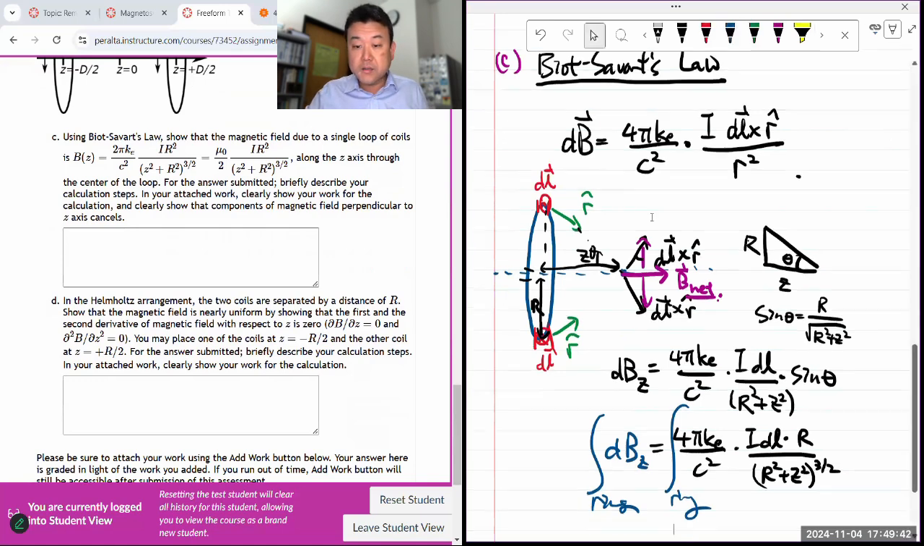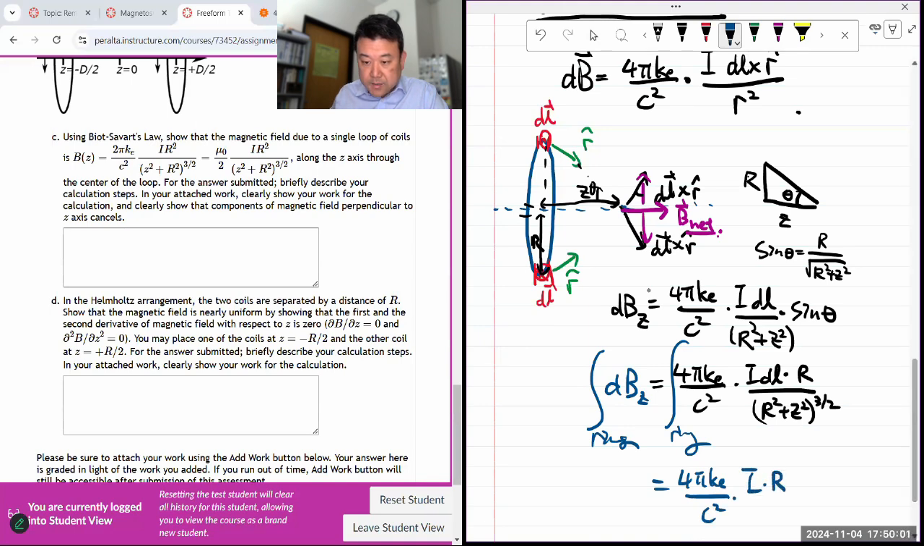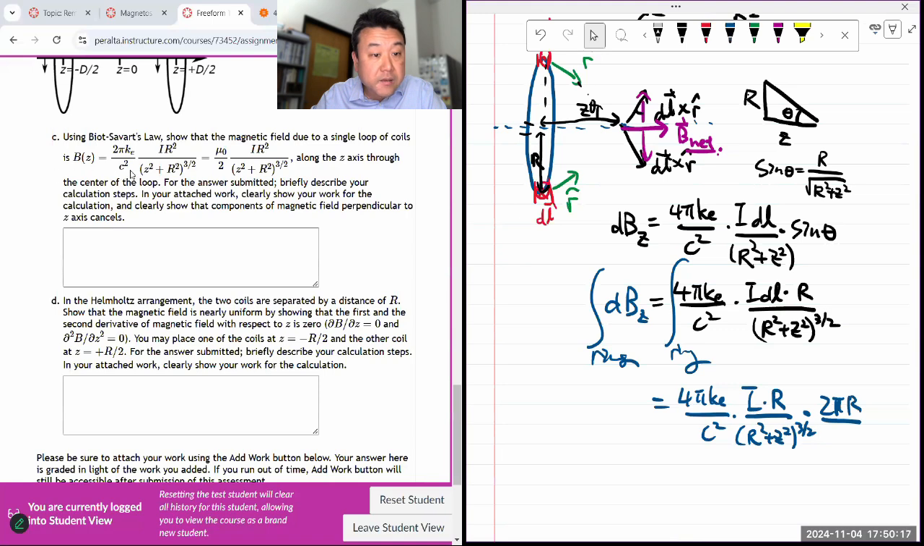The fact that DL and R hat are perpendicular didn't change. The distance even doesn't change. So basically this integral around the ring ends up being just the integral of DL, which is 2 pi R. That's it. So you get the answer of 4 pi k over c squared times I times R over all those constant factors times the integral, which will be just 2 pi r. And because the question already told you the expression you are getting to, you can compare that and see that you are right. Did I miss it?